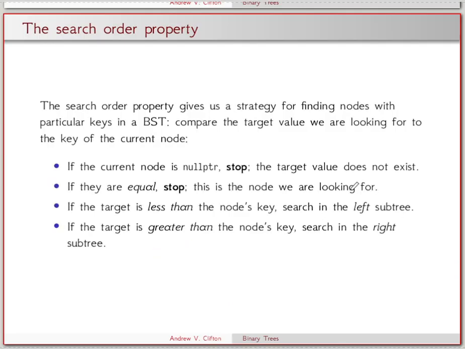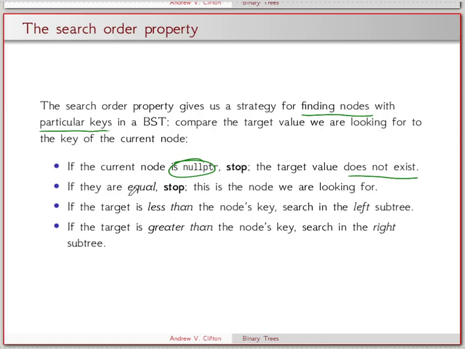So what that does is give us a strategy for finding nodes with particular keys. If the current node is a null pointer, then stop, whatever we're looking for doesn't exist. So it's like, hey, find me the number 12 in an empty tree. The answer is, well, it's not here because nothing is here. So that's does not exist, as if we hit a null pointer.